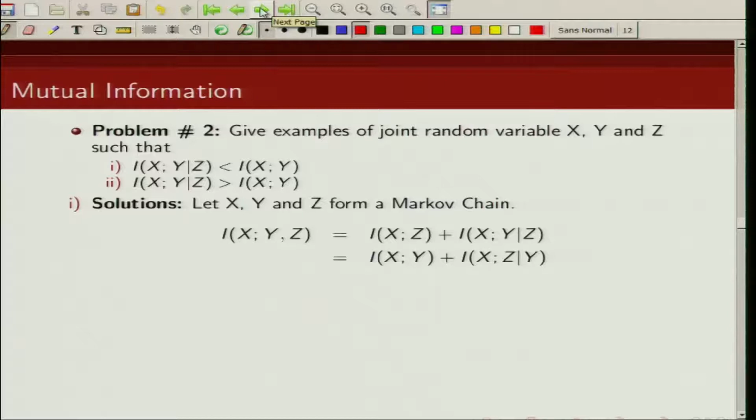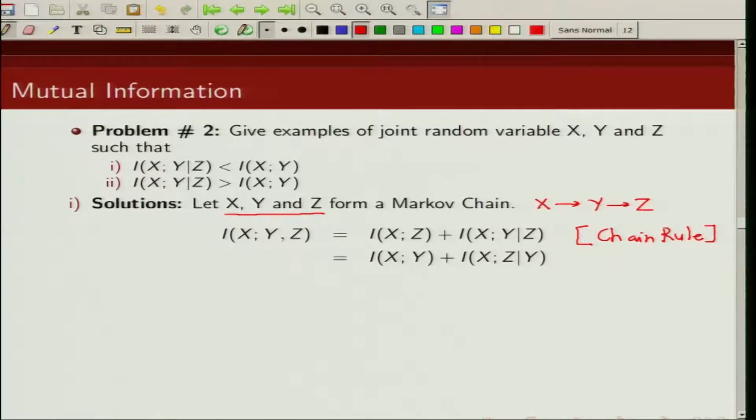So to prove the first case, we will take an example. Let us assume that x, y and z form a Markov chain. Then the probability of z given y and x is equal to the probability of z given y. Now when x, y and z form a Markov chain, let us first write the mutual information between x and y, z using the chain rule. This is an application of the chain rule for mutual information.